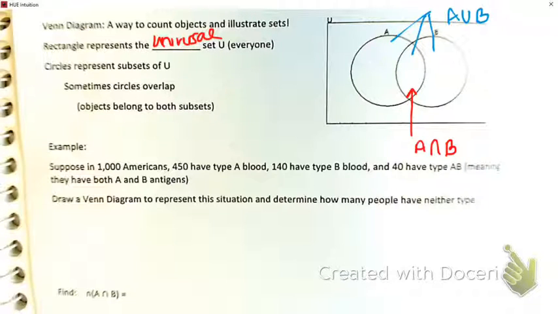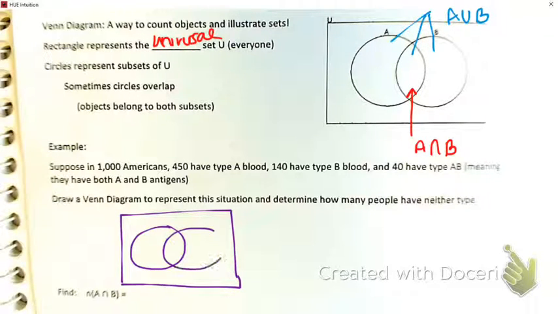All right, so we're going to draw a Venn diagram to represent people's blood. Do we have to draw the box? You do. It says we have 1,000 Americans. Well, 1,000 goes outside the box, and that tells me that everything inside the box has to add up to 1,000. It tells me 450 have A blood, 140 have B blood, and 40 have both. 40 goes here because that's both.